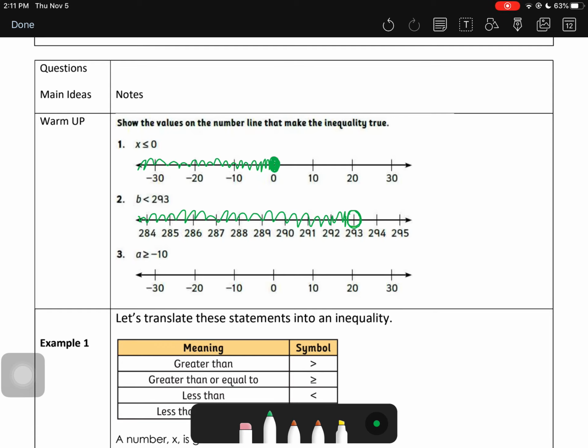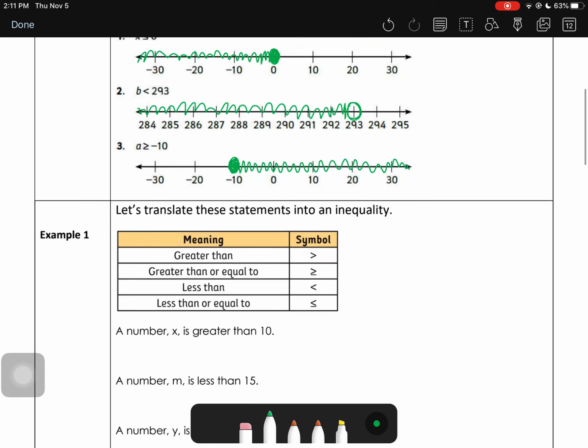On number 3, it says a is greater than or equal to negative 10. So we look at negative 10. We put a closed filled-in circle because it's equal to, and since it's greater, we're going to shade to the right.